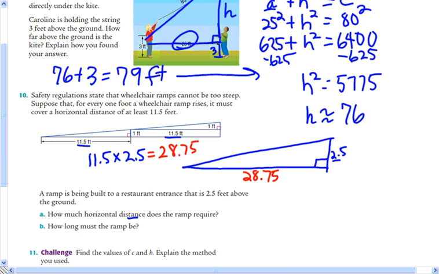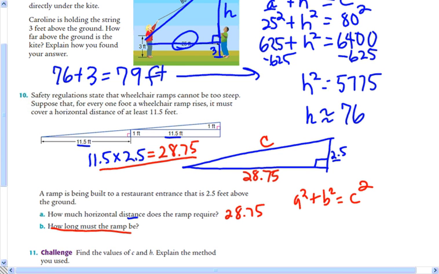And now to find out how long we should make this ramp, we can just use the Pythagorean theorem. That's this question right here. Our horizontal distance we need is 28.75, and our work for that is right here. Now I'm going to do a squared plus b squared equals c squared to find the hypotenuse, which is our ramp length. So I'm going to do 2.5 squared plus 28.75 squared, and that's equal to c squared.